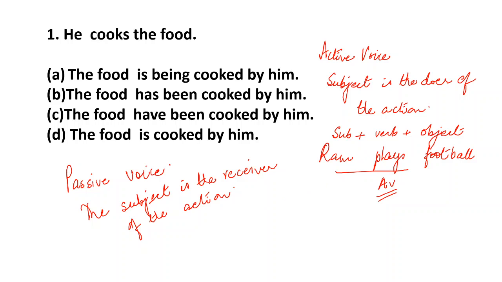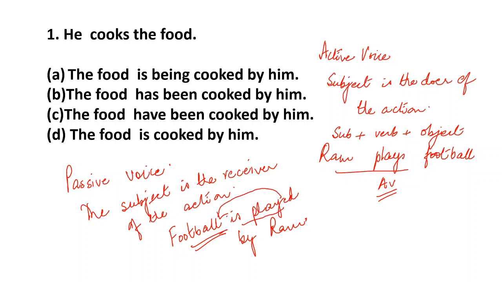So here you see, Ram plays football. Now the object becomes the subject. Football is played by Ram. Here the football becomes the subject. Is played means the action is received by football, by the subject. Some action is done on the subject. That is called the passive voice.